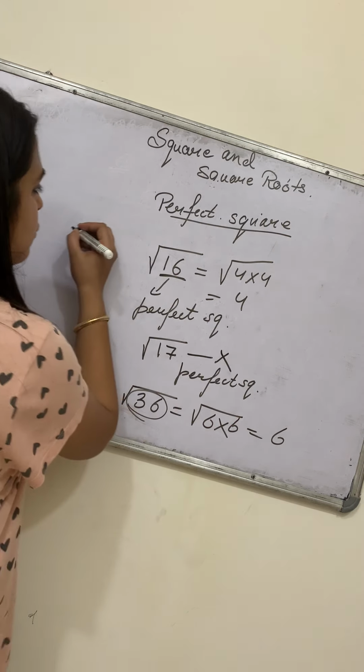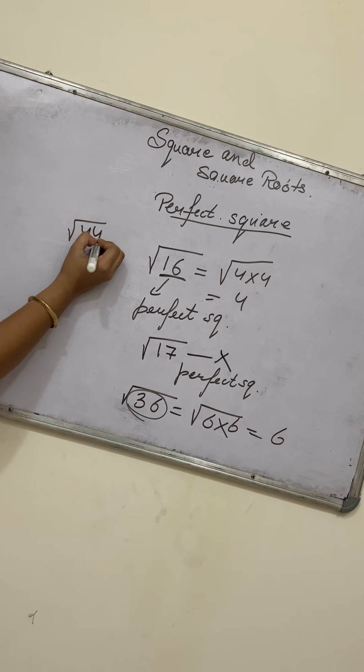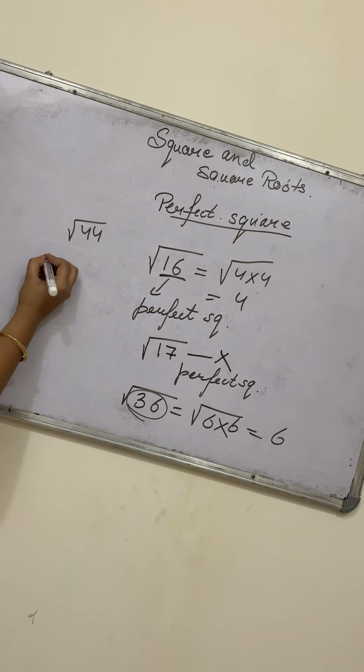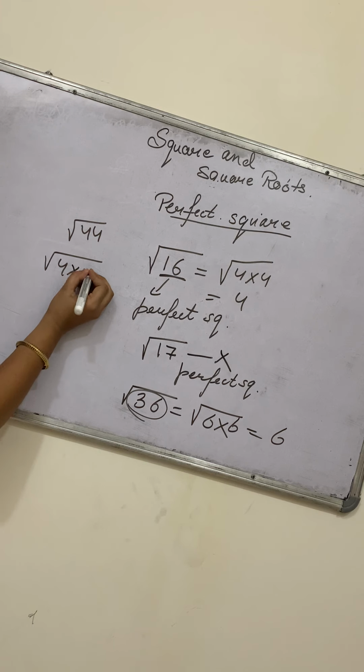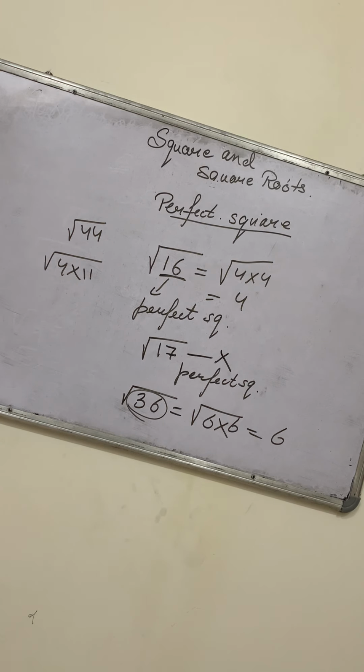But if I ask you for 44, is 44 a perfect square? 44 can be written as 4 into 11. But no two numbers are same. We can't get any answer for square root. So this is not a perfect square. Okay? That means the numbers in which we are getting the exact answer, like square root of 16 is 4, we are getting the exact answer. So that means 16 is a perfect square, right? 36, square root of 36 is 6.